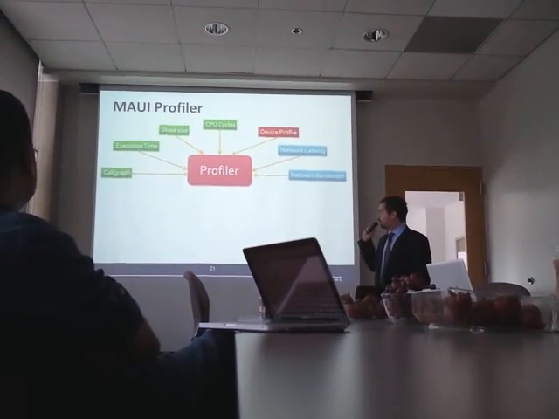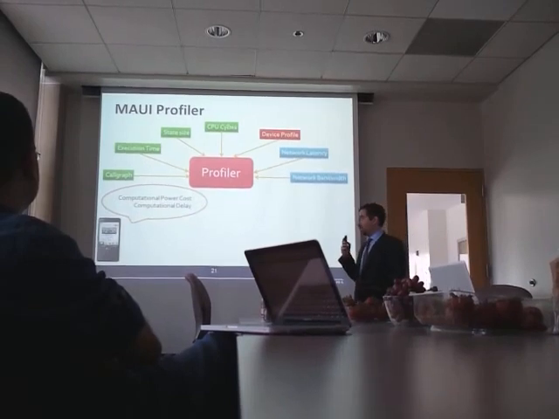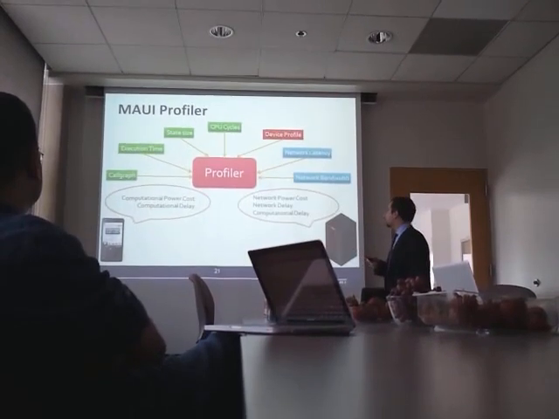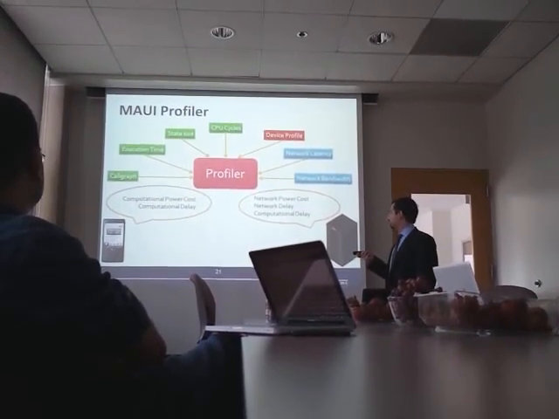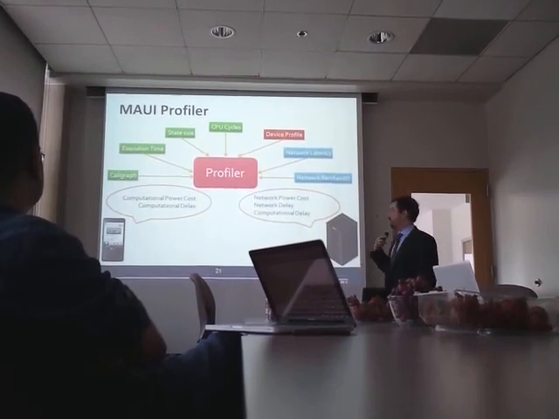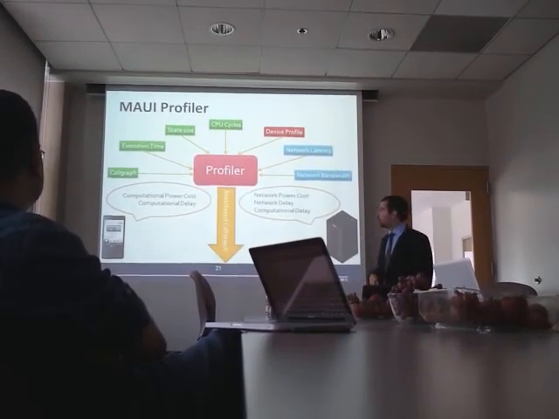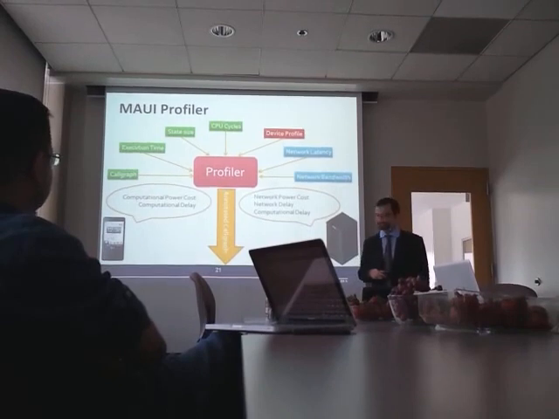The profiler will then tell us the estimation of the computational power cost and delay of running this in the mobile, or the estimate of the network power cost and delay plus the computational delay of running this in the server. This will come to us as an annotated call graph. What is network power cost? Is that the cost of transmitting wirelessly? Exactly. Okay.